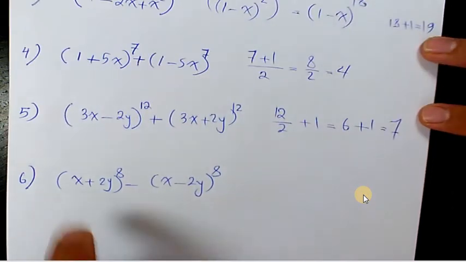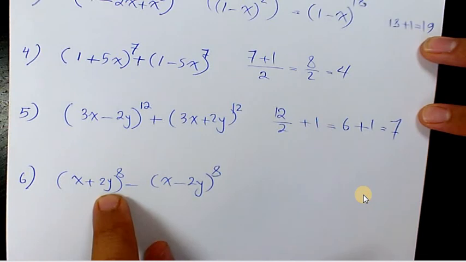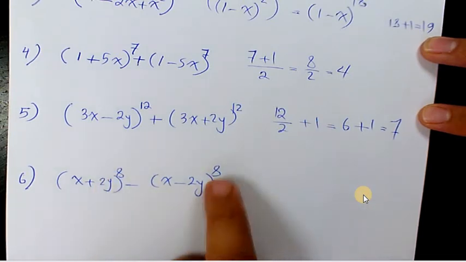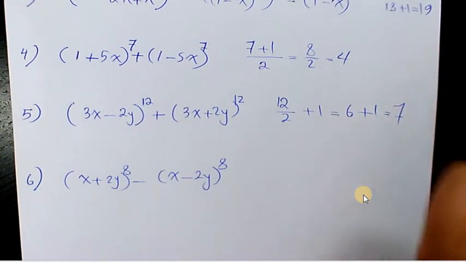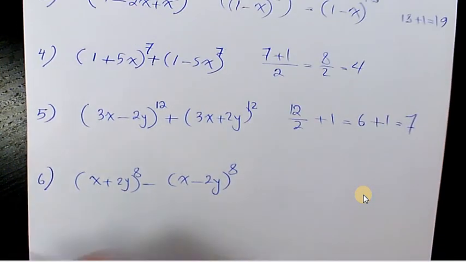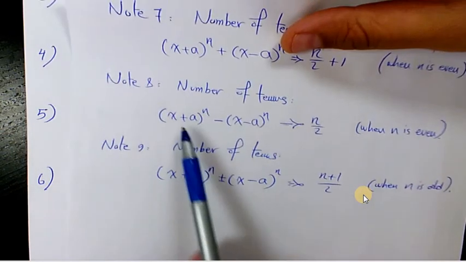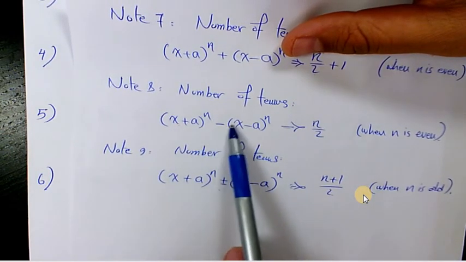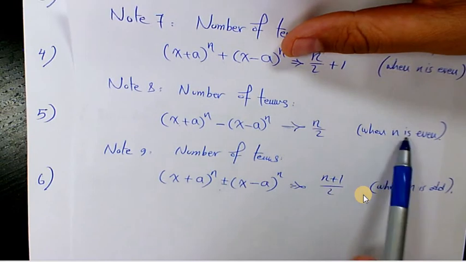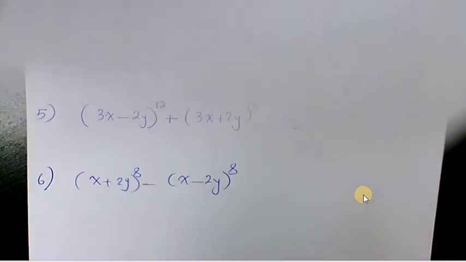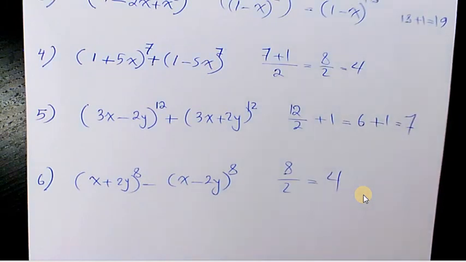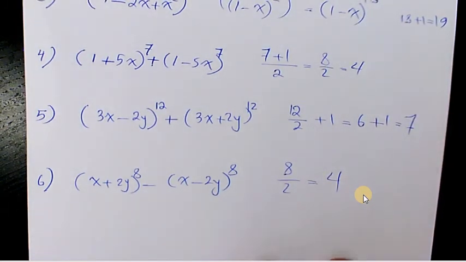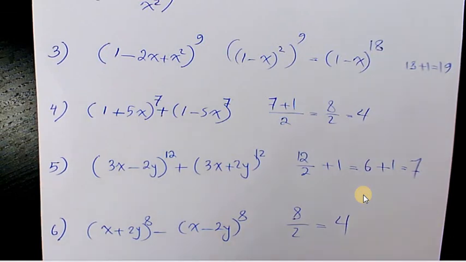Next one. (x + 2y)^8 - (x - 2y)^8. How do you find it? Again, the exponent or the index is even number, and we have negative in between. So we have (x + a)^n minus (x - a)^n. So since n is even number, it's going to be n divided by 2. So we have 8 divided by 2. We're going to have 4 terms in total. So basically, that's how we find out the number of terms in binomial theorem.